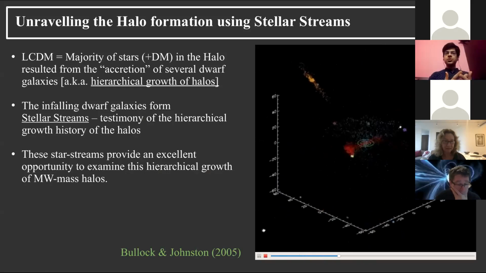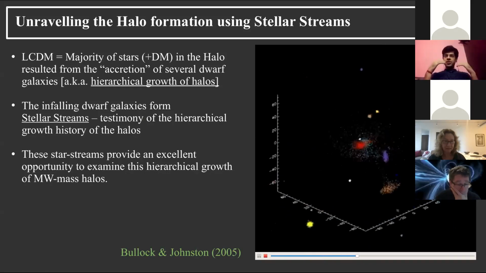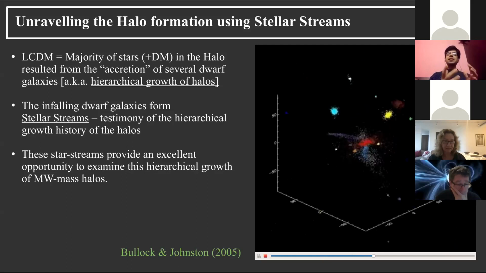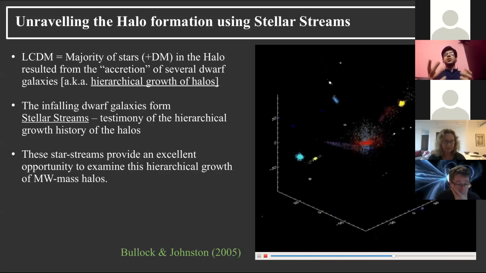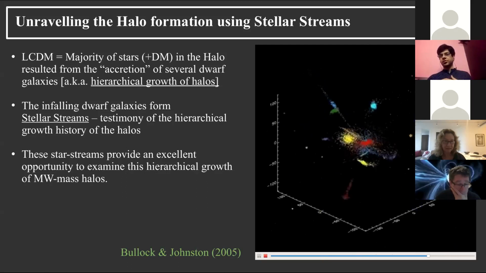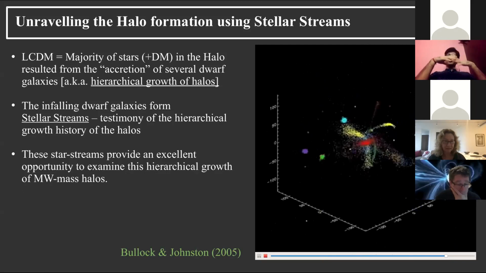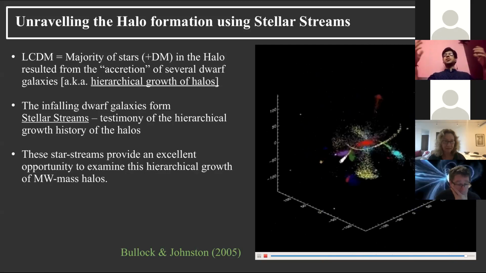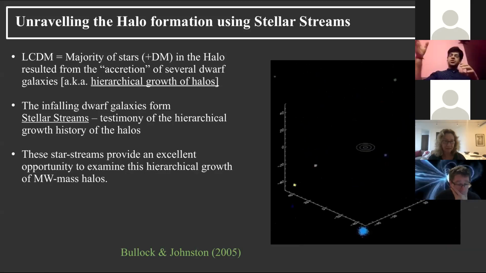And it is precisely for this reason that merely the observation of stellar streams in any galaxy provides a testimony of the hierarchical growth history of the halos. Because if you just observe these stellar streams, that is basically telling us that all of these stars that you observe in a stream were an ex-situ population that were accreted in the halo from that external dwarf galaxy. And this is the reason that stellar streams provide an excellent opportunity to examine this hierarchical formation scenario of Milky Way mass galaxies.